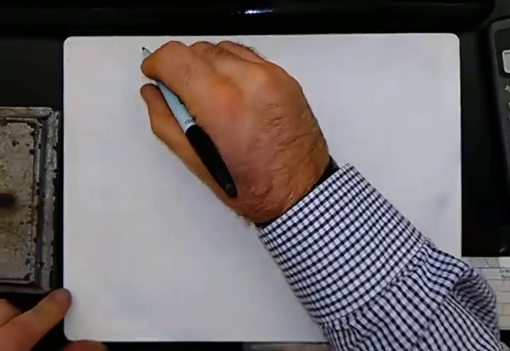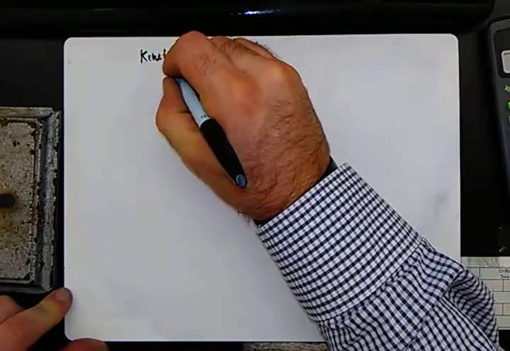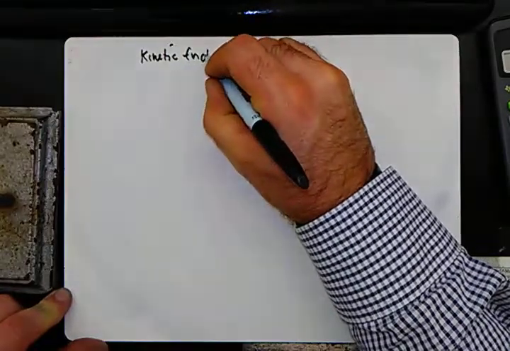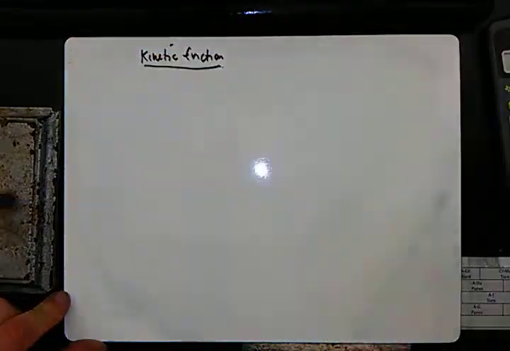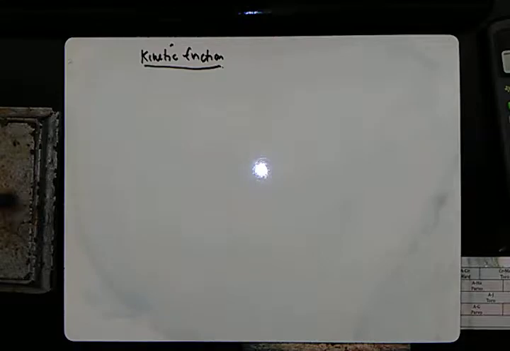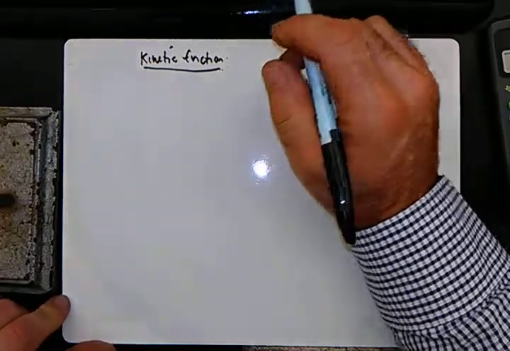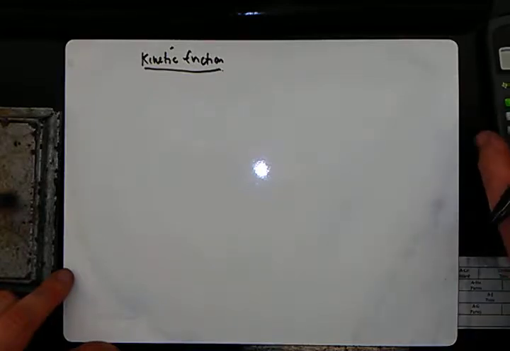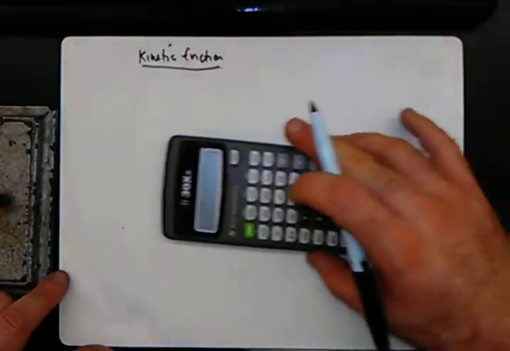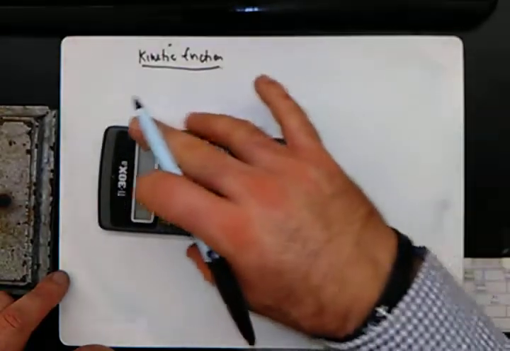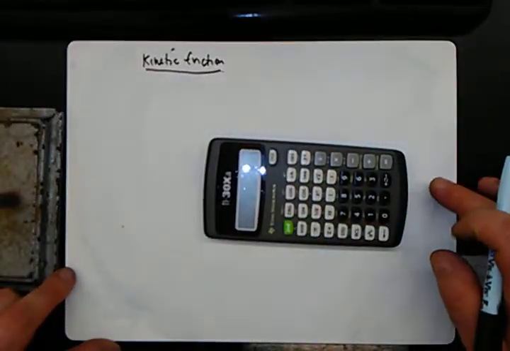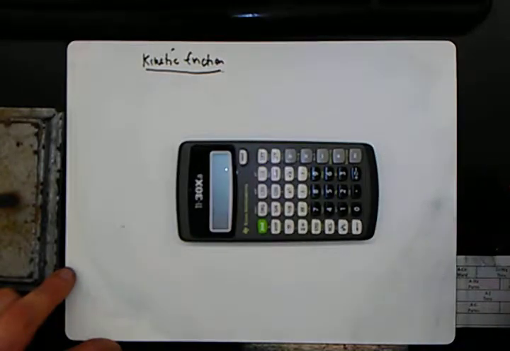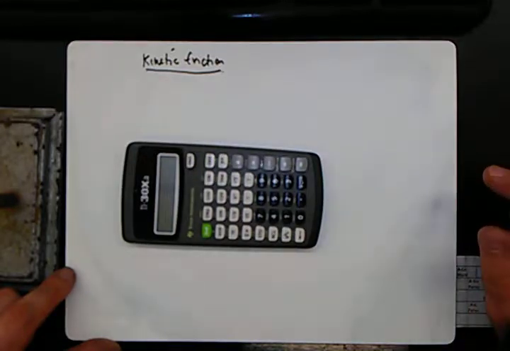Hi guys, we're getting into kinetic friction. Kinetic friction is basically telling you the amount of friction there is between two surfaces when two objects are sliding over each other. So if I slide the calculator over the board, it's got some friction, because if I give it a push, it would move forever and ever unless something stops it. So we know that something stops it.